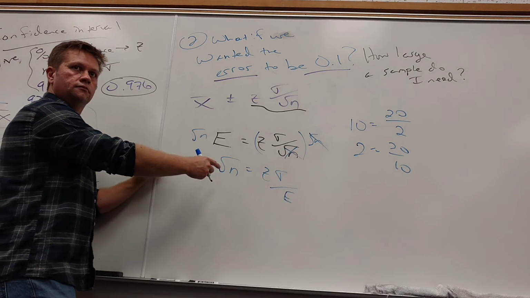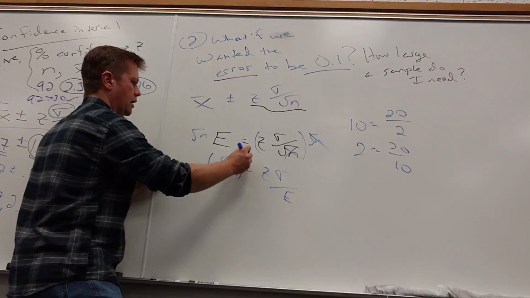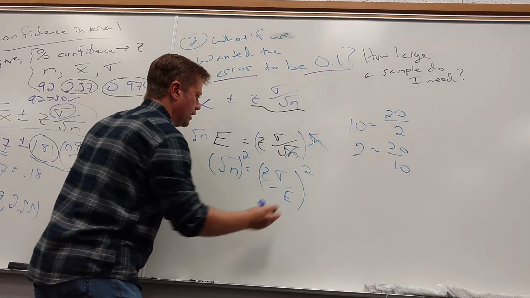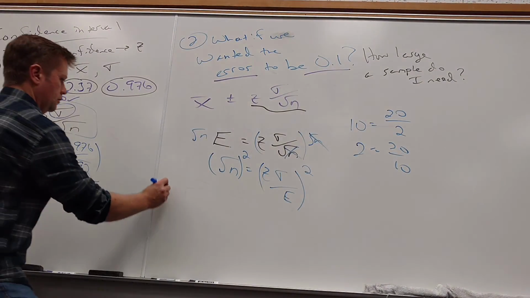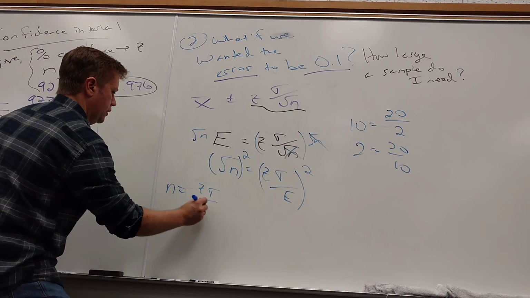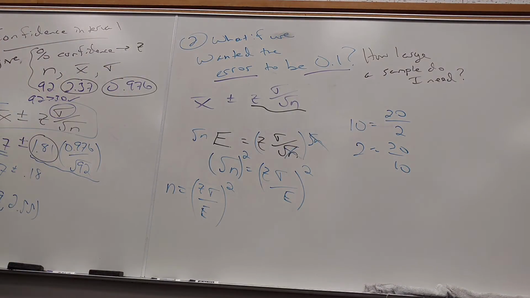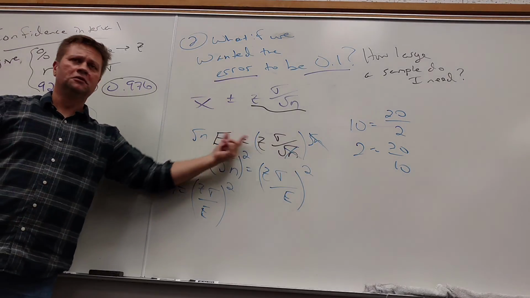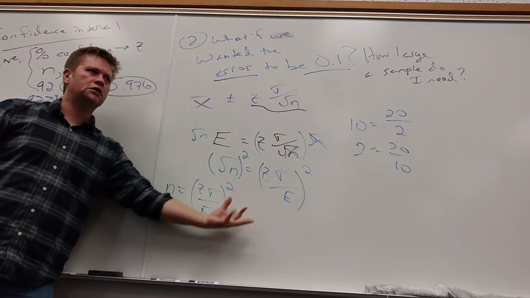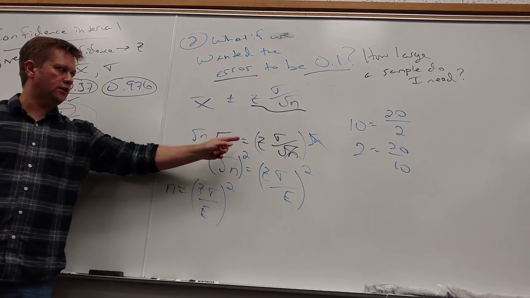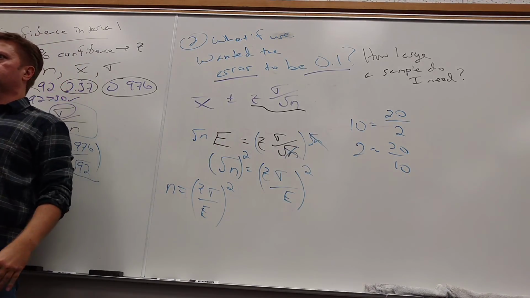And then I can do what? Square. That's the last thing I got to do to get n by itself. So now I got my equation. N equals z sigma over e, squared. So it's really easy to get lost in the weeds of solving an equation. But we know this is true. So any reorganization is also true. It has to be. That's the idea of an equation.